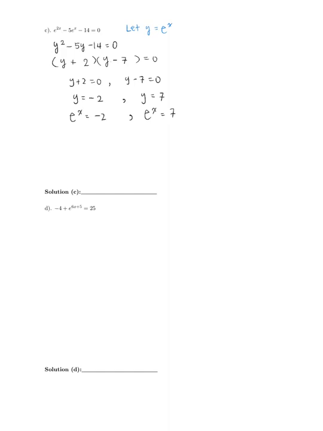Since we're solving for x, on the next step we need to apply the natural log on both sides. So here what we're going to get is ln of e to the x equals ln of negative 2, comma, ln of e to the x equals ln of 7. So it looks like here you're going to have x equals ln of negative 2. Oh no, let's take a look at that.